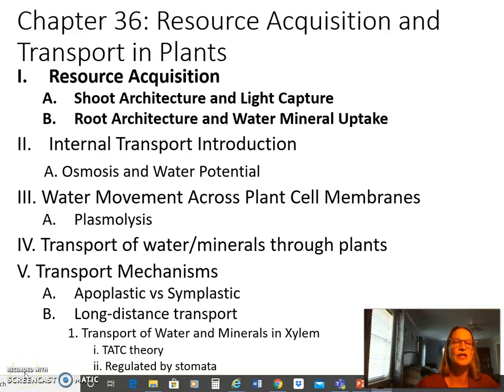Hi, so I just wanted to catch everybody up as to where we were when we stopped off a couple weeks ago before we had to leave campus, and where we are in terms of our lecture. We had just started chapter 36, Resource Acquisition and Transport in Plants, and we had covered this material right here, Resource Acquisition, including shoot architecture and light capture.